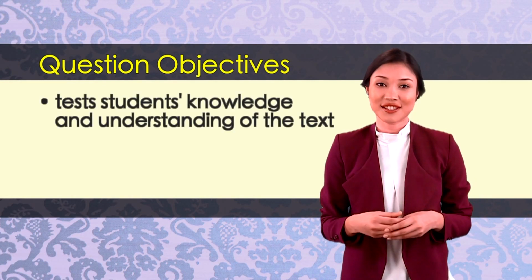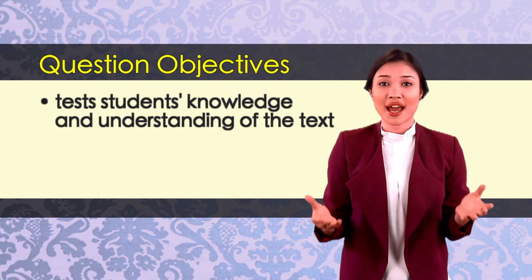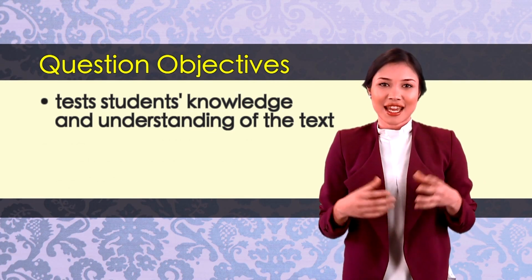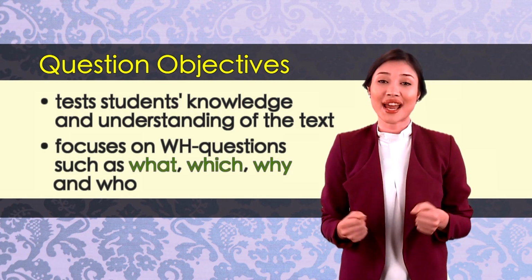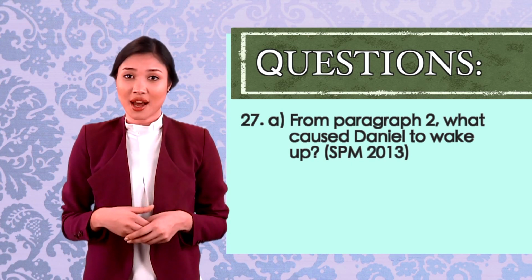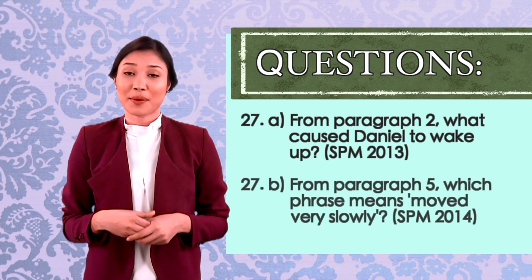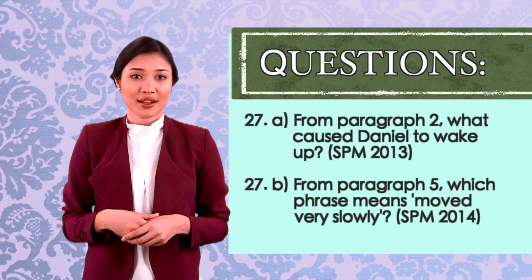The first few questions are pretty straightforward, as students are only required to lift the answers directly from the text. This type of question usually tests students' knowledge and understanding of the text. Hence, the answers would be very direct and do not require higher order thinking skills. It normally focuses on WH questions such as what, which, why and who. For example, 27A, from paragraph 2, what caused Daniel to wake up? 27B, from paragraph 5, which phrase seems moved very slowly?